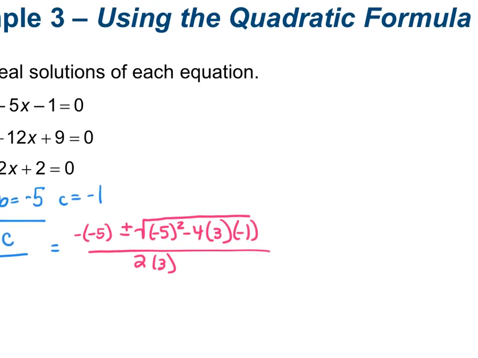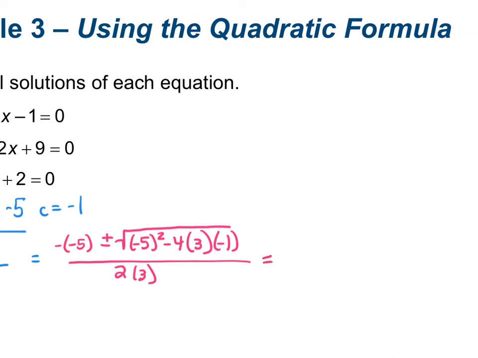Okay, yes. So now we're just going to simplify. If I have a negative 5, that gives me positive 5. Plus or minus, underneath my radical, what is negative 5 squared? 25. Okay, so I have 25, and then I have negative 4 times 3, negative 12. Negative 12 times negative 1, which is positive 12. And then we divide that by 2 times 3 is 6.